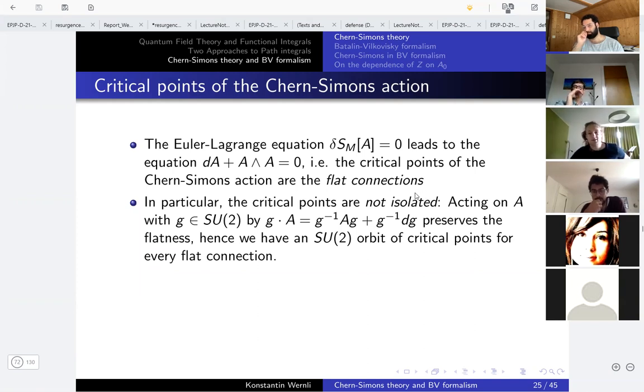And that means that I will have directions in which the Hessian of the action functional is degenerate, right? Because if I go in the direction of the orbit, my action functional will not change. And that vector will be in the kernel of the Hessian.